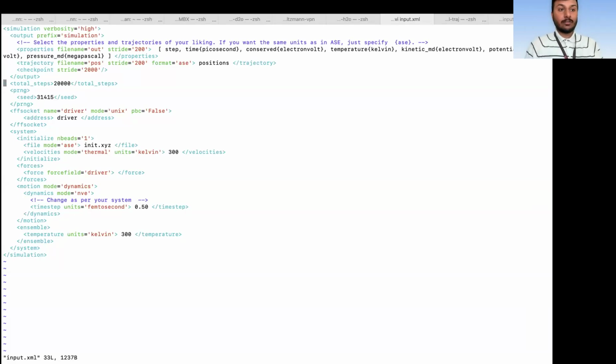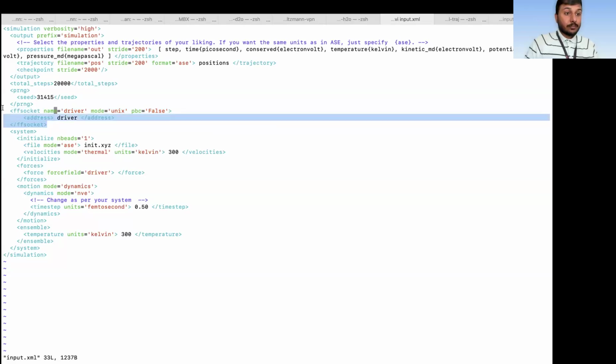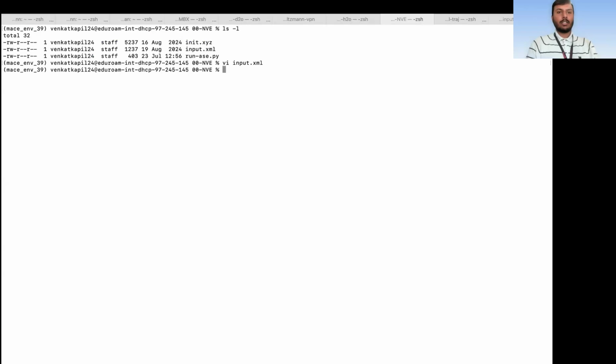You can again take a look at the input file in your favorite text editor, and everything is here. The number of steps are here. The one interesting thing here is how you specify how to calculate forces, and that is done through this so-called FF socket. It's called a socket because i-PI is based on a server-client interface, where i-PI is the server and the force providers are clients, and they have to connect through i-PI, through the so-called socket. And the only thing you need to specify here is the address of the socket, which in this case is just the name of a file, right?